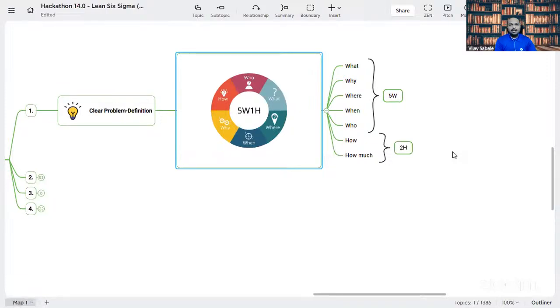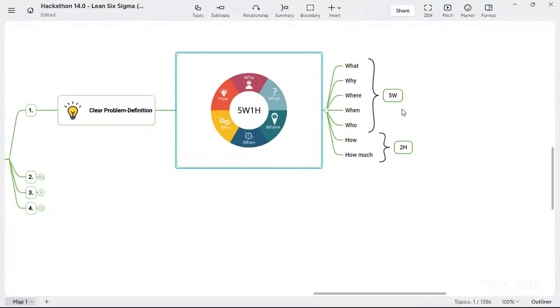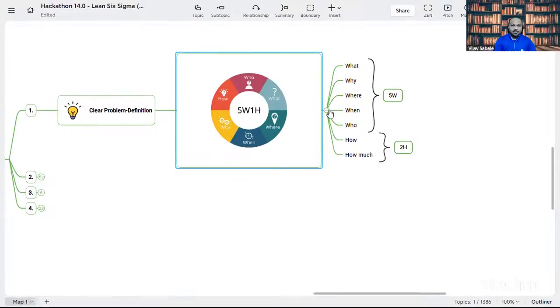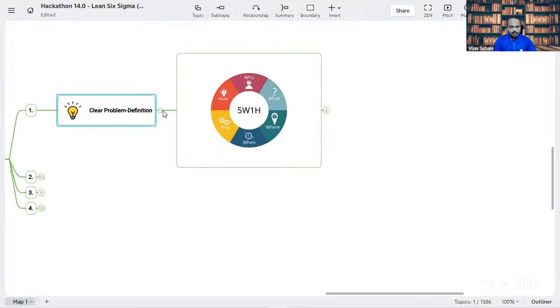Is it clear? Then we can take one example so you will clearly understand this 5W1H with the help of an example. Yes, it's clear, Vijay. Great. Thank you so much. Let me share the presentation slide where I have already taken one example. Meanwhile, if you have any questions, please ask me in between as well.